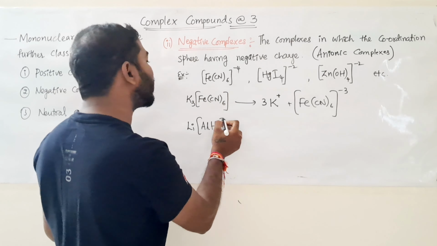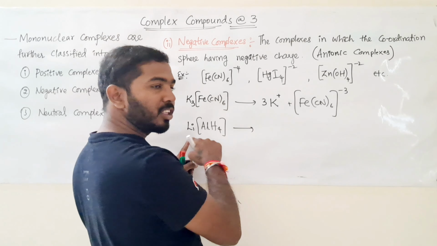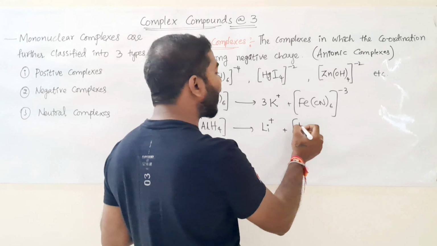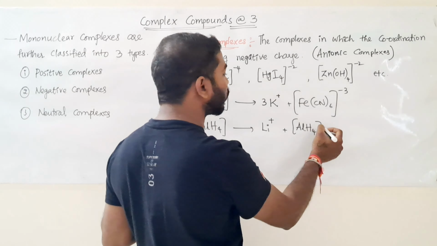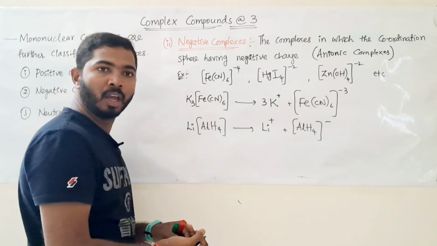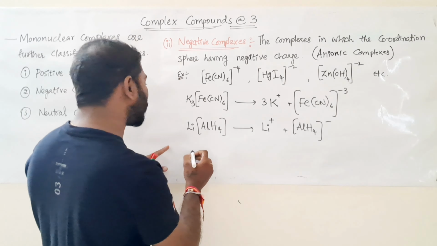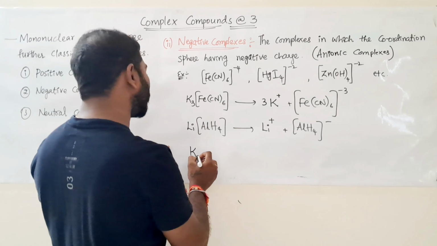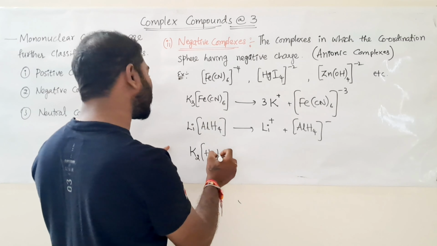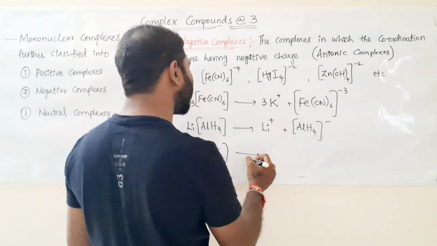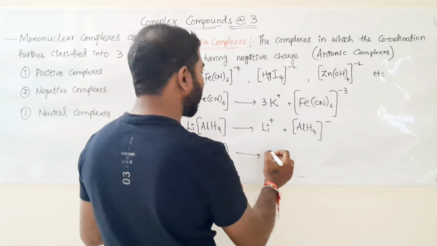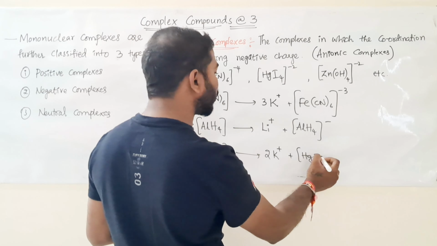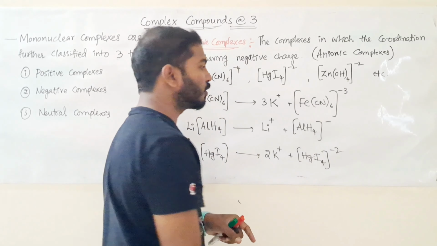And then we can also take LiAlH4, lithium aluminium hydride. We know lithium is present in first A, so it is going to have a +1 charge. To balance that, this AlH4 is going to have a -1 charge. Hope it is clear. And then we can also take K2HgI4, which is called Nessler's reagent, a very famous reagent. We are going to have 2 K+ ions, and then HgI4 with -2.